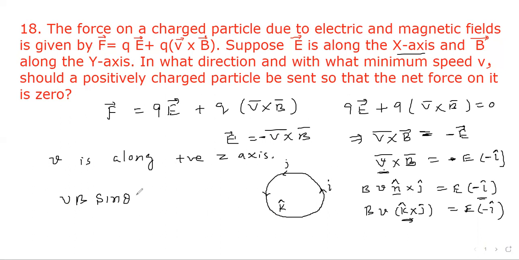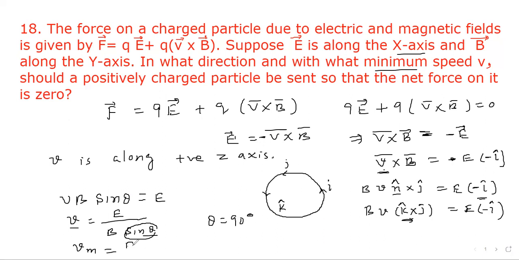Now, in magnitude, VB sine theta equal to E. So V equal to E divided by B sine theta. Here the question says, what is the minimum speed? So for V to be minimum, theta should be maximum, and that value is sine 90 degree, that is 1. So theta is 90 degree, from where we get V equal to E upon B. So that's our answer.